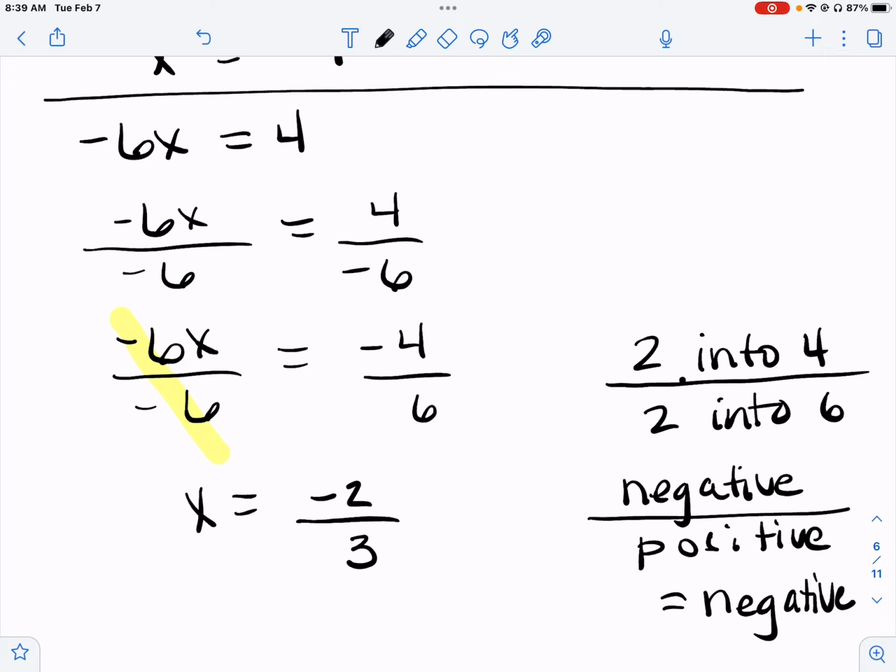Negative 6x equals 4. We have to divide both sides by negative 6 so that the negative 6's cancel. We've got to cancel the 6 and the negative. On that right side, we have negative 4 divided by 6, which is not a whole number, but 2 goes into 4 2 times, and 2 goes into 6 3 times, and a negative divided by a positive equals a negative.